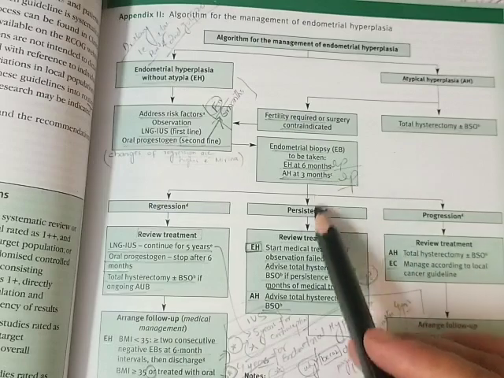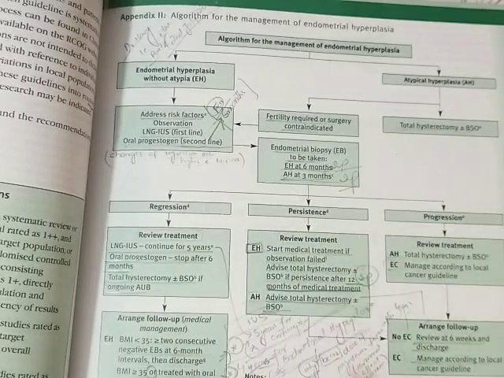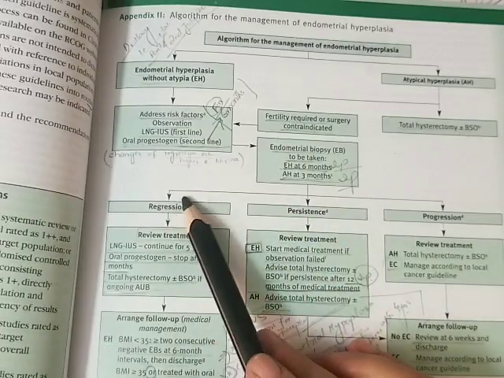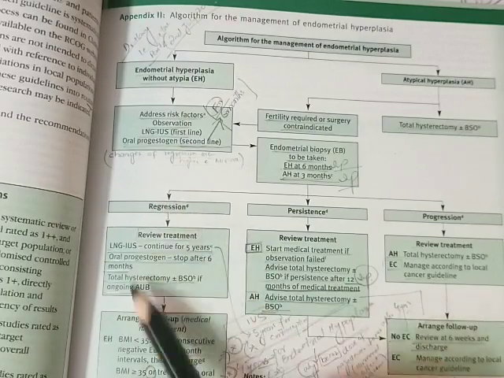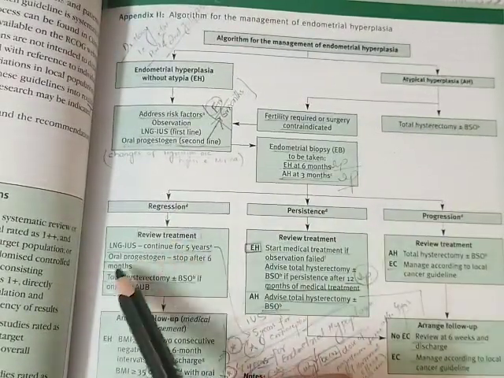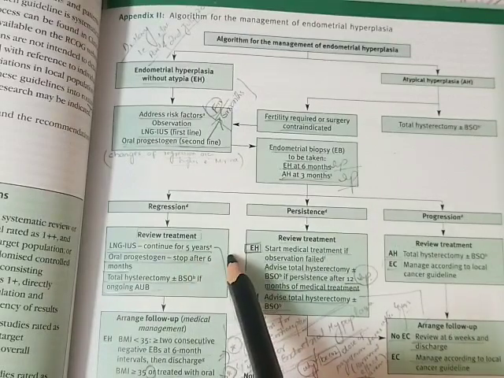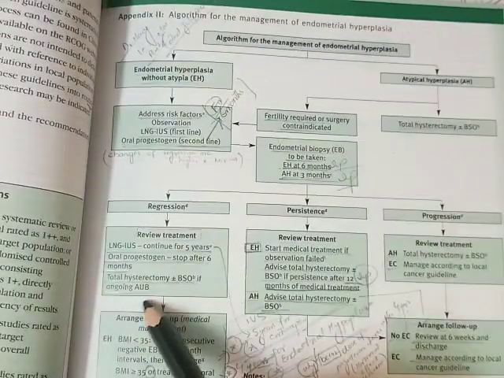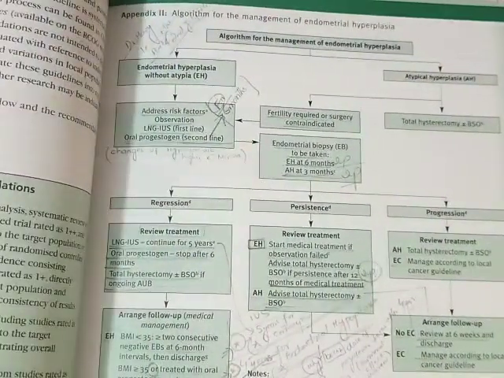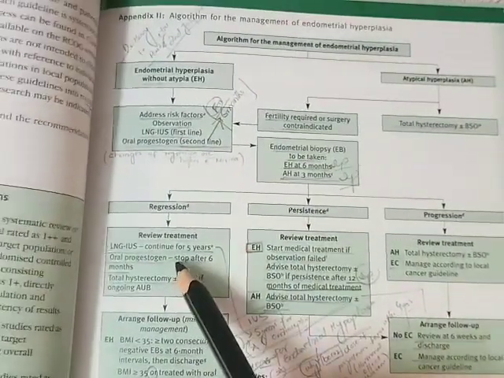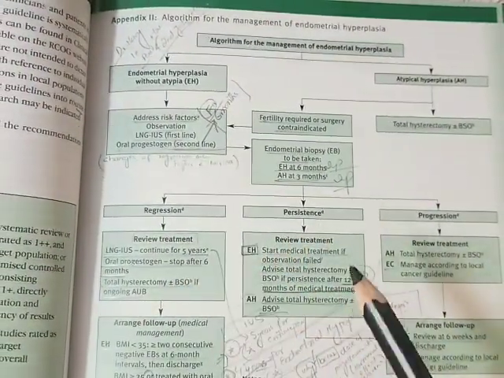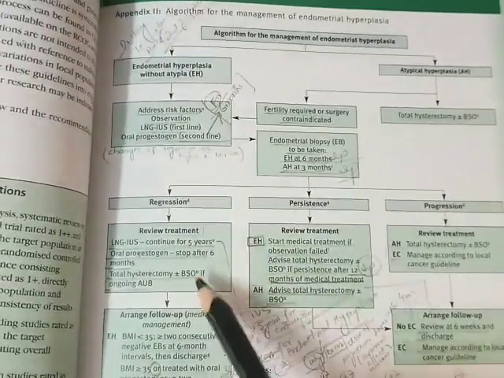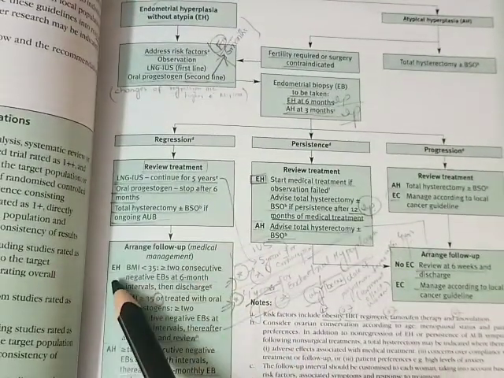Then we have to check what the results are, whether there is regression of symptoms. Okay, the symptoms get regressed. Let's come to this point: review treatment. The levonorgestrel intrauterine system continues for 5 years, oral progesterone stops after 6 months, and TH plus BSO if there is ongoing abnormal uterine bleeding. If she is opting for oral progesterone, then 6 monthly treatment, and for the levonorgestrel intrauterine system 5 years, if she is not willing to have children. Then we have to arrange further follow-up in them.